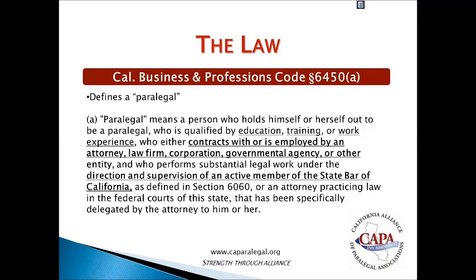You'll note some of the portions we have underlined here. The code says that we can be qualified by education, training, or work experience, and we'll go into that further in the next slide as to the kinds of things we can do under our training, education, and work experience. But there are different ways. You can go to an ABA-approved school and get a paralegal certificate and become a paralegal that way. Some paralegals were grandfathered into this code, so to speak, because they had been working since the paralegal.